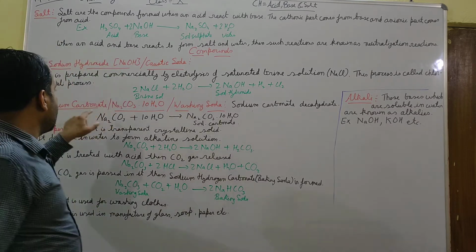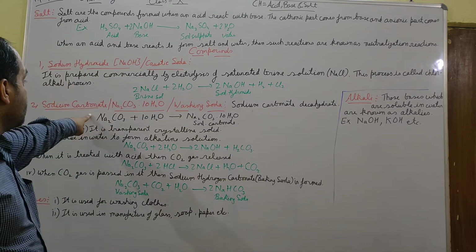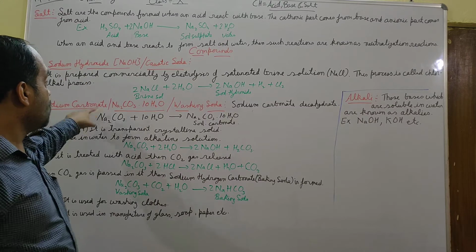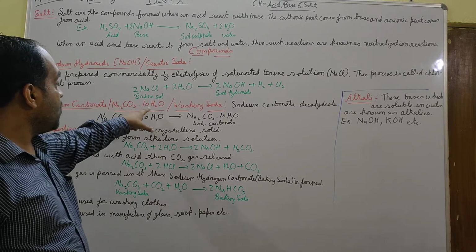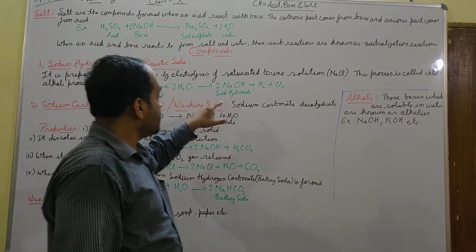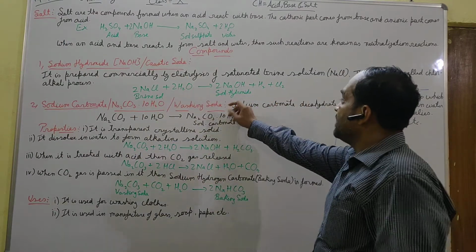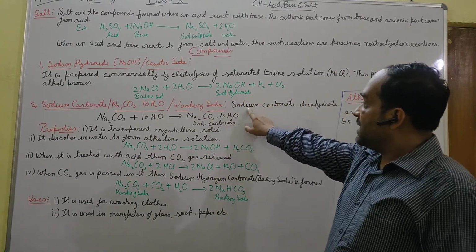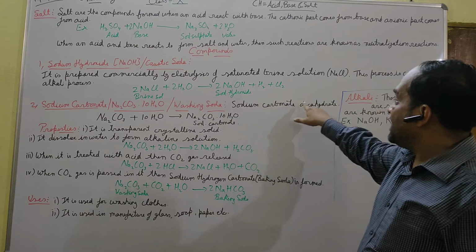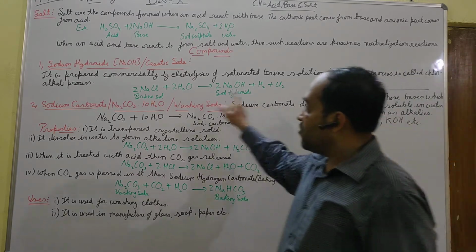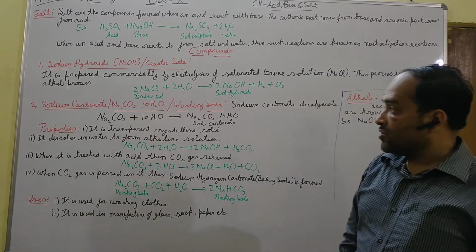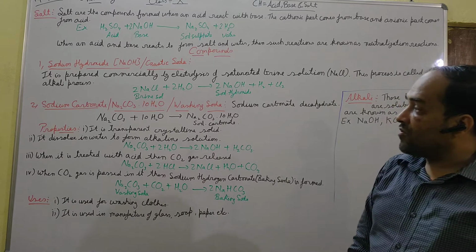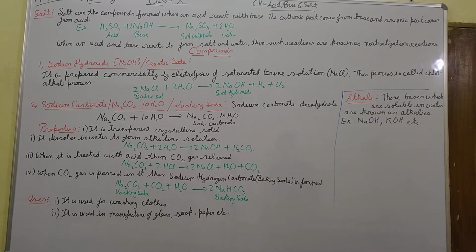Now another compound is sodium carbonate, whose formula is Na2CO3.10H2O and whose other name is washing soda, and the complete name is sodium carbonate decahydrate. Deca comes from 10. So first of all we are discussing its preparation. What is the preparation?